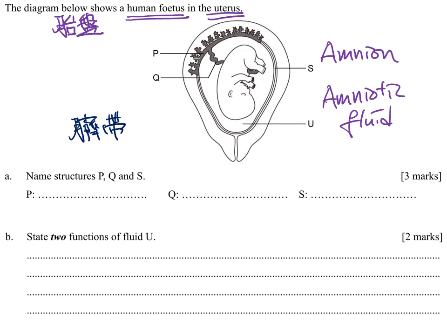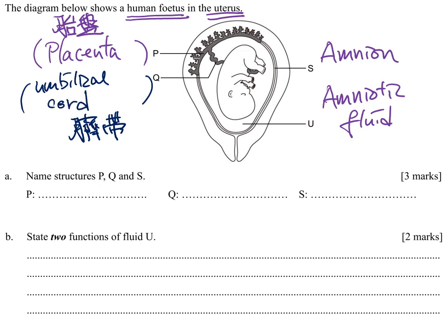P should be the placenta, 胎盤. What about Q? Do you know what it is? Q is actually the umbilical cord. Chinese 臍帶. And then let's go to question B. Can you give two functions of fluid U? That means the amniotic fluid. You can just copy from my previous slide.